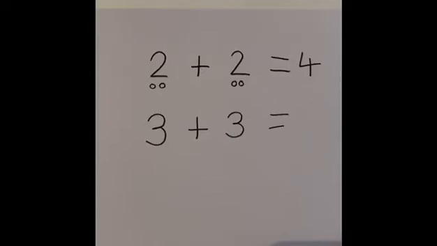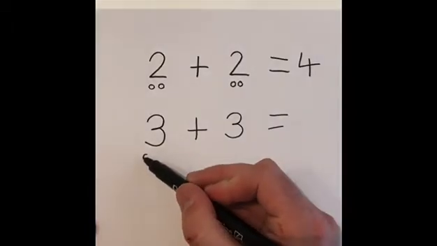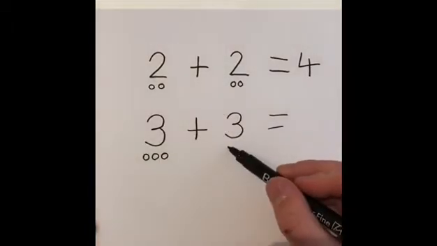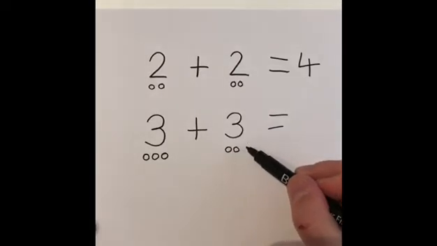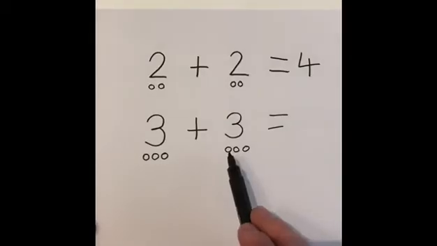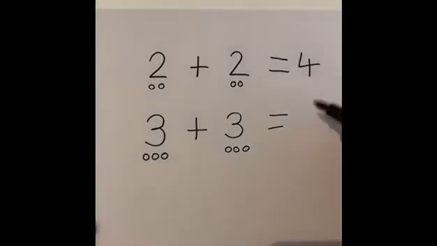I hope you all enjoyed that break from my voice, but unfortunately I do have to start talking again. So we'll draw our 3 circles underneath the first 3, and 3 circles underneath the next one, and count them all up. And that will give us our answer. So double 3 equals 6.